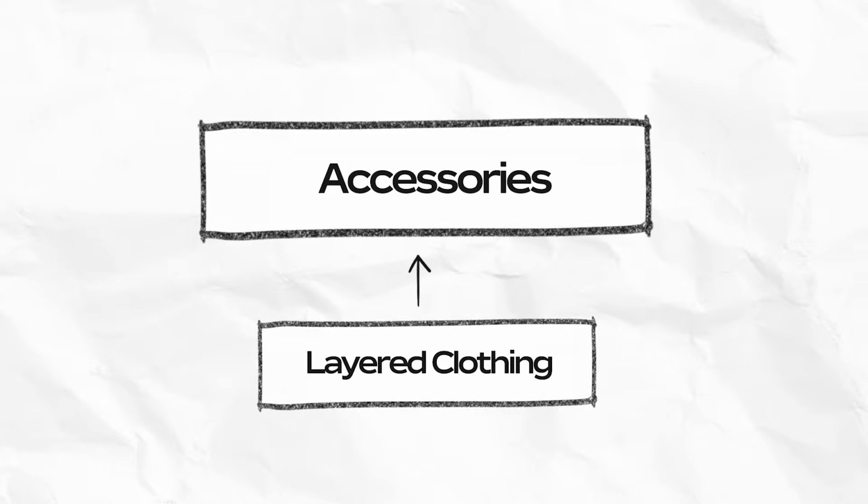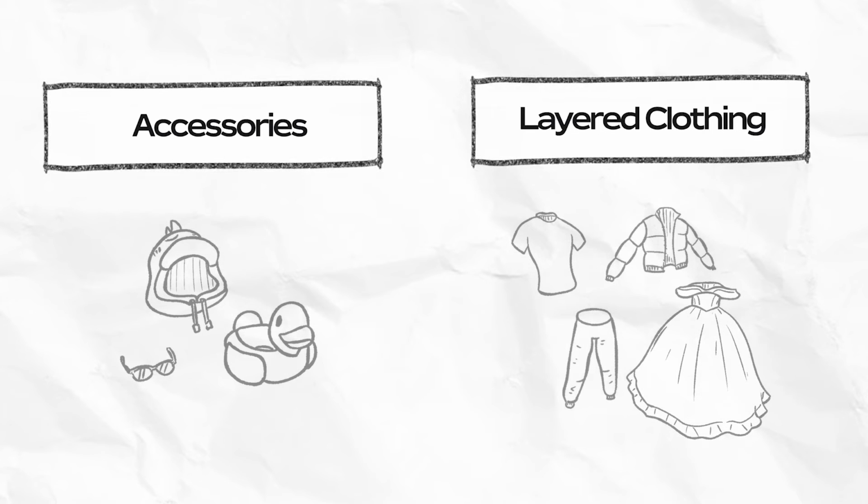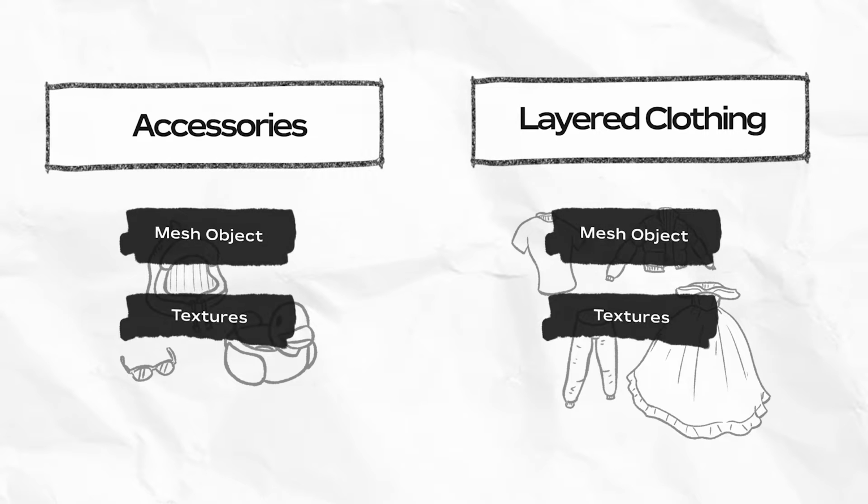Despite these differences, layered clothing is still considered an accessory in Roblox Studio, so there's some overlap on the requirements between the two. Both rigid accessories and layered clothing are made up of the same three things that we'll call components: a mesh object, one or more textures, and an attachment.